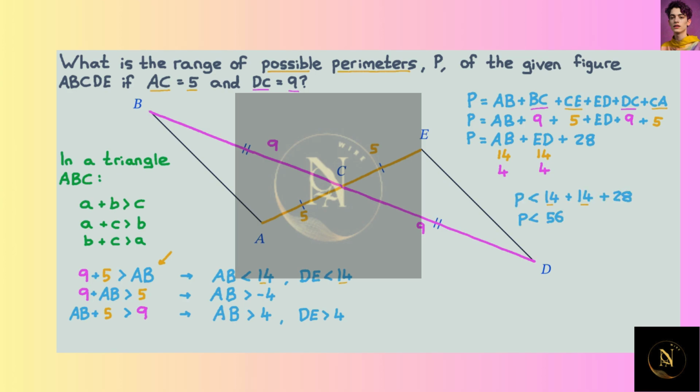Substituting 14 into the perimeter equation and writing the inequality gives us P is less than 14 plus 14 plus 28, which simplifies to give us that P is less than 56. Substituting 4 for the lengths in the perimeter formula and writing the inequality gives us that P is greater than 4 plus 4 plus 28, which simplifies to give us P is greater than 36. We can combine these inequalities into the single compound inequality 36 is less than P is less than 56.